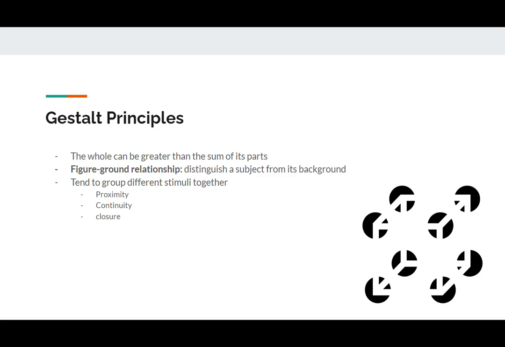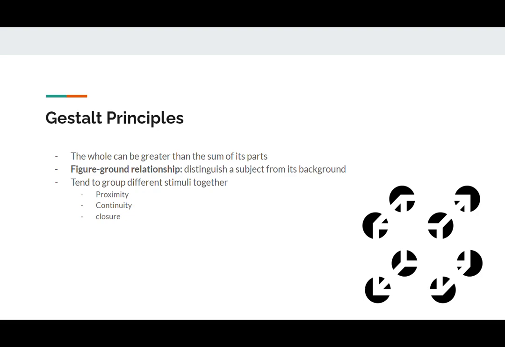Another aspect of perception that Gestalt psychology studies is the figure-ground relationship. This principle explains how we can distinguish a subject from its background. If you look at the image, there's a really famous image where you will see a black background with a white vase. However, if you look at the image with the white as the background, you will see two black faces looking at each other. Our ability to view either one of these objects demonstrates the figure-ground relationship.